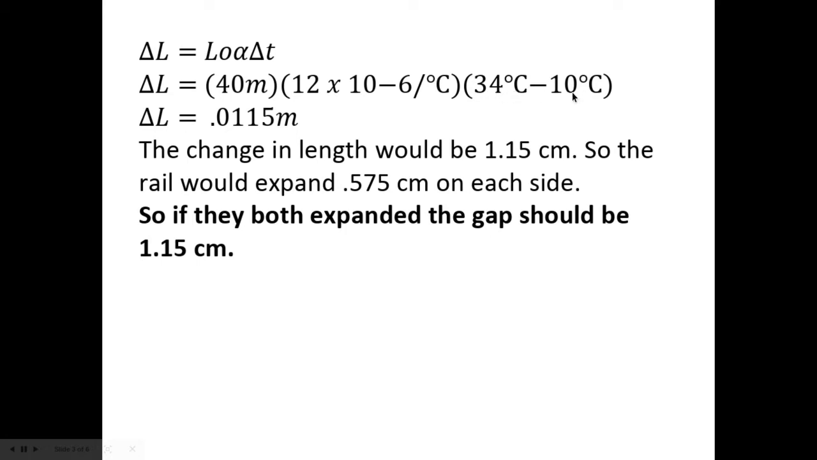So it's heating up, okay? So our length change would be 0.0115 meters. So that would be 1.15 centimeters. So the rail would expand 0.575 centimeters on each side. So if they both expand, the gap should be 1.15 centimeters, right?